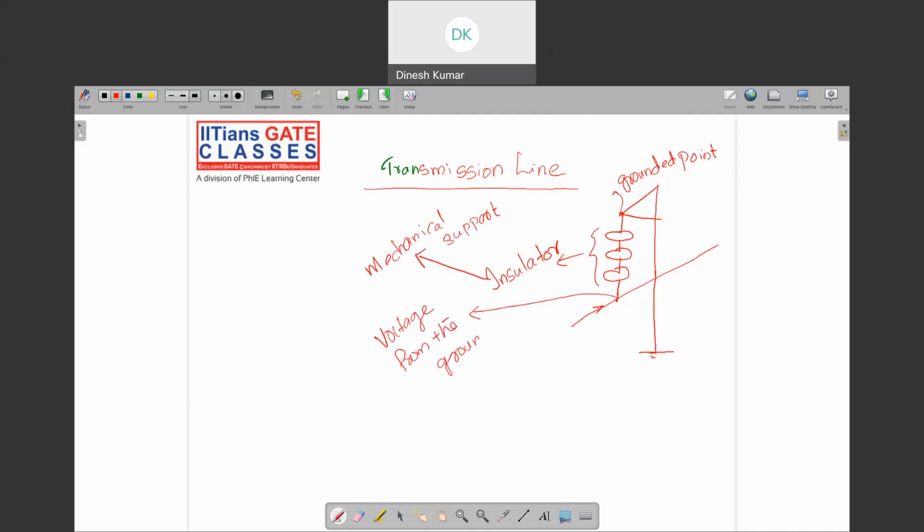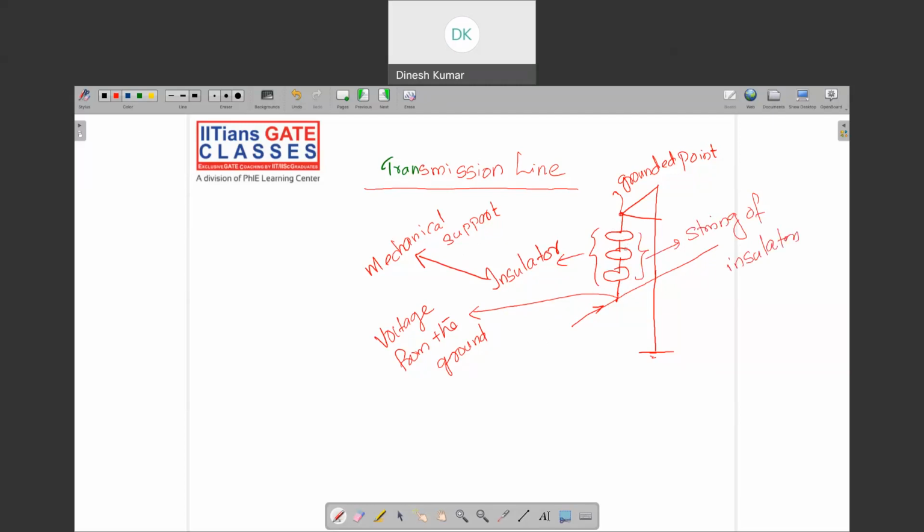In the sense that if there was no insulator, the lines would be touching each other, and there would be a single line to ground fault. So this insulator has two purposes. The first is mechanical support, because the line has to be supported somewhere; it cannot just float through the air. So it is supported at this point through a string of insulators.